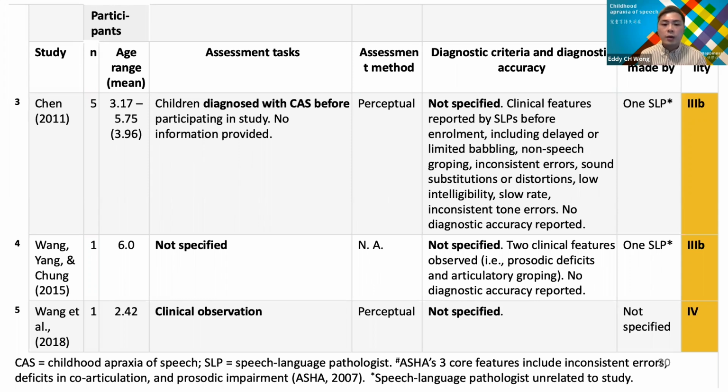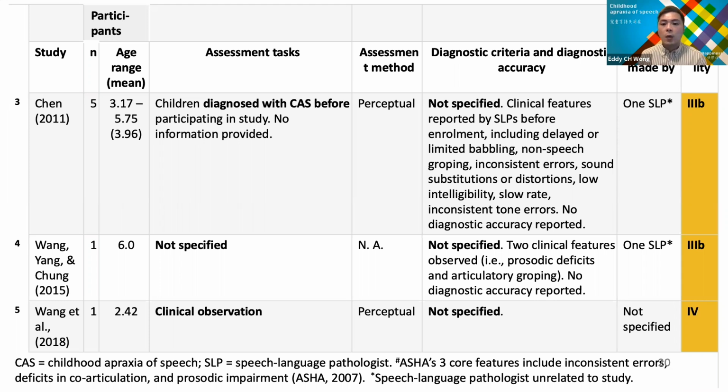However, the author reported the clinical features of these children, including delayed or limited babbling, non-speech groping, inconsistent errors, sound substitutions or distortions, lower intelligibility, slow rate, and inconsistent tone errors.